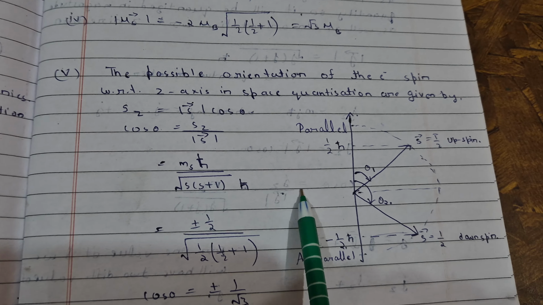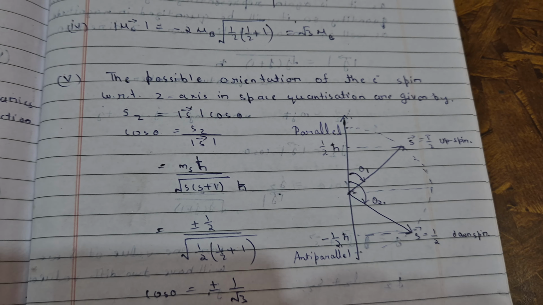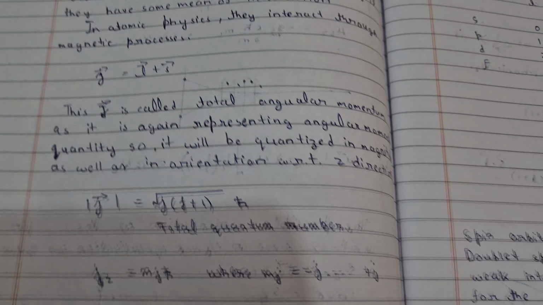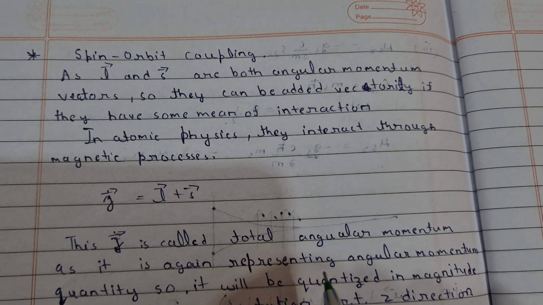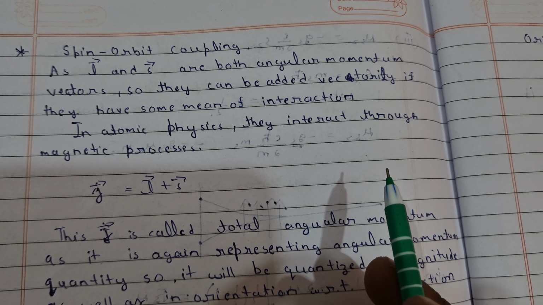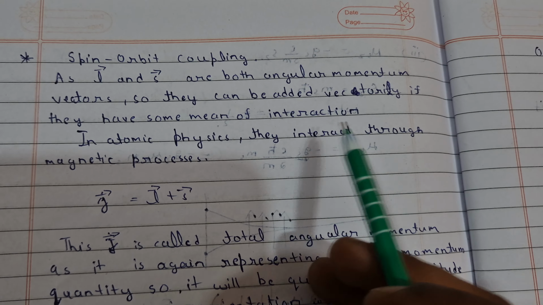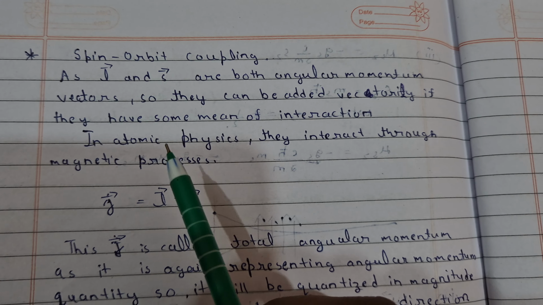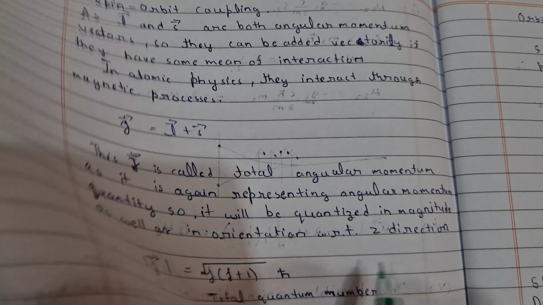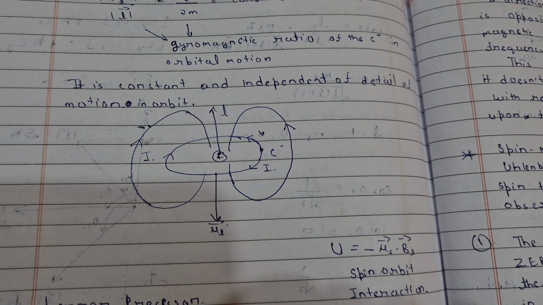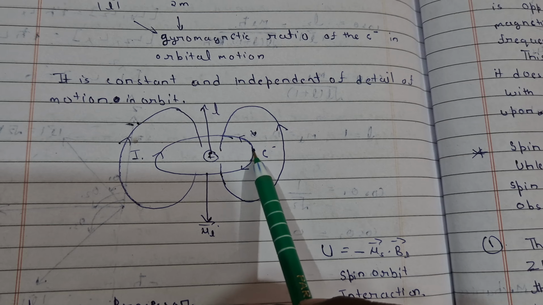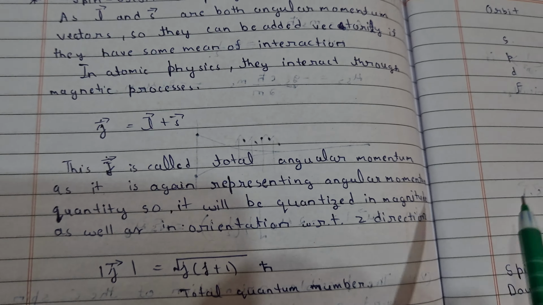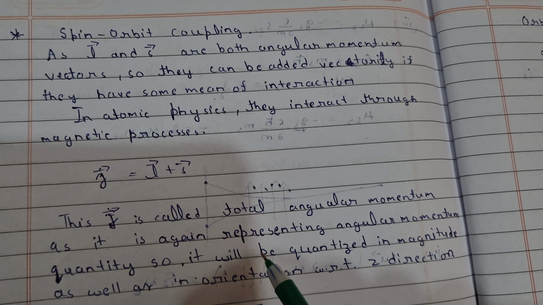Now this is also an angular momentum, and we have seen it for the orbital also. Both are angular momenta, so they can combine. If there is some means of interaction inside the atom, then they can interact with each other and be added. As L and S are both angular momentum vectors, they can be added vectorially if they have some means of interaction. What is the means of interaction here? As I already told you, the magnetic field interacts with the spin. So that's how we can add them and find the total angular momentum.